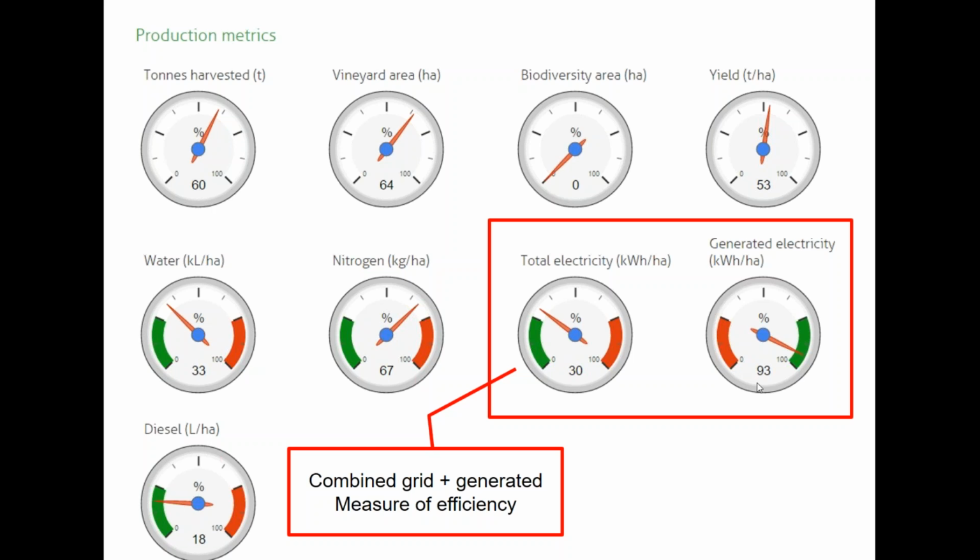Now, the other part of it is the generated electricity. You can see that this business is performing really well because they're in the top 7%, and that is because they're generating quite a bit of electricity per hectare.